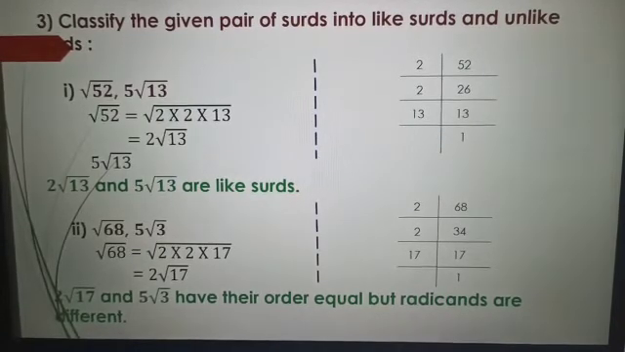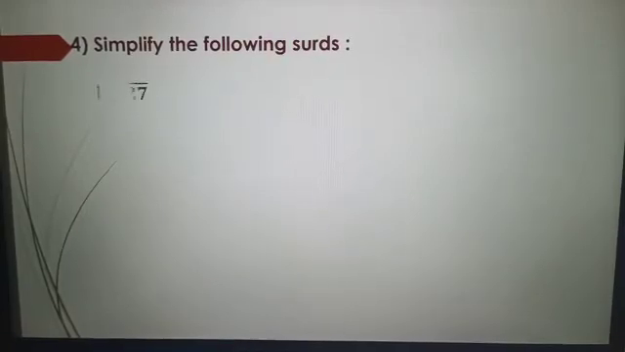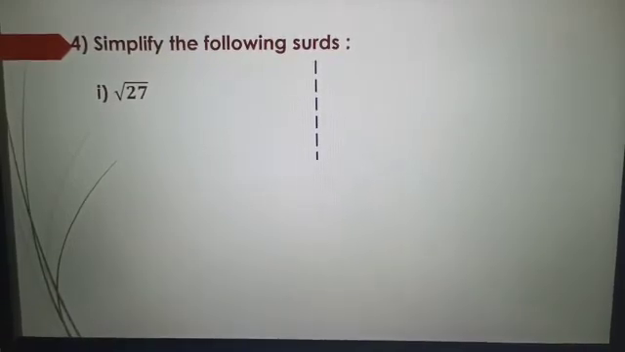Finally, question number 4. Simplify the following surds. Question number 1. Square root of 27. So here we have to use factorization method. So write 27. So 27 goes on table number 3.